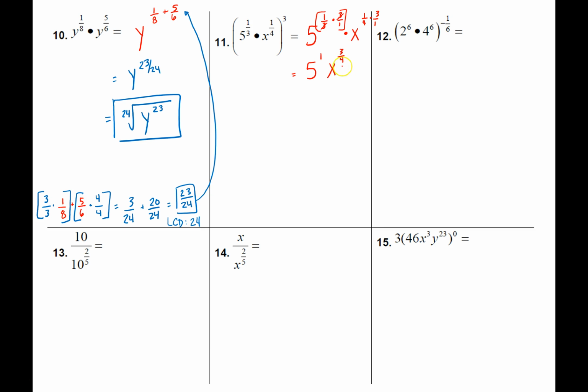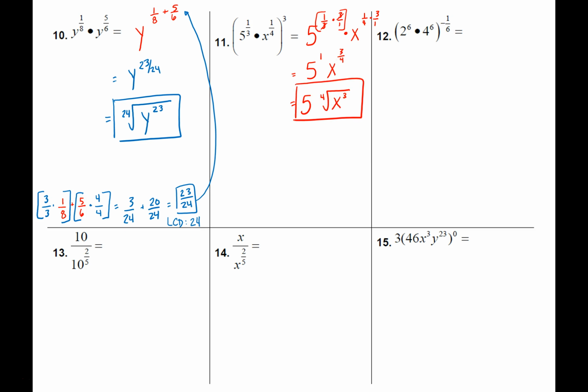Now I'm not quite done with this one because I have that fractional exponent. The 5 is done. 5 to the first power is just 5. So I'm only going to draw a radical with this base of x inside of it. The power is a 3 and the type of root is a 4. That's power over root. The x to the third can't come out of a 4th root, so that one is done.